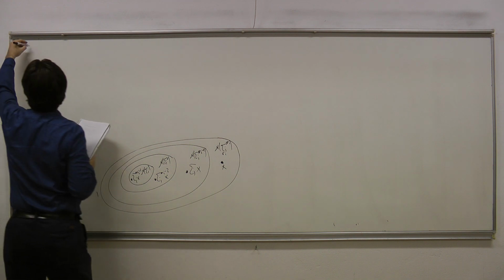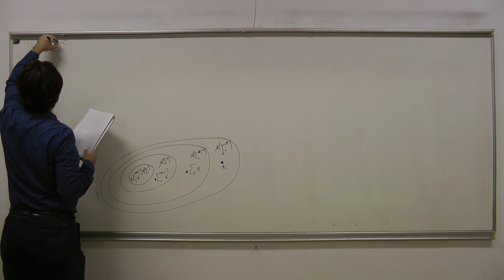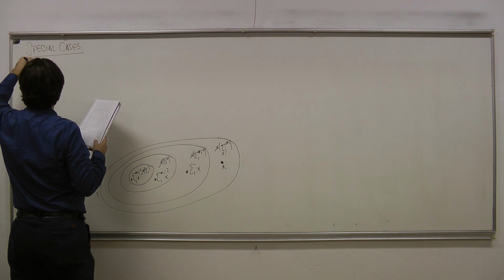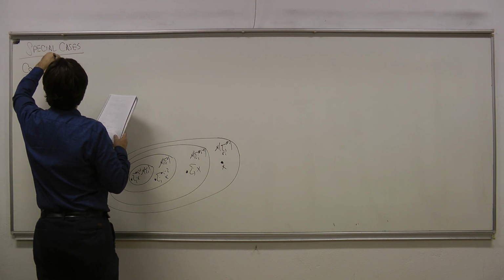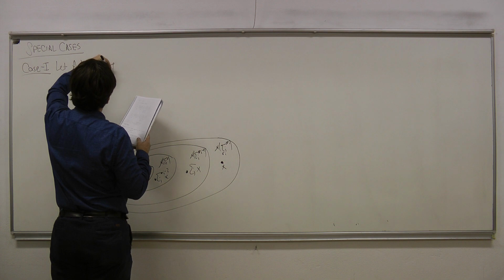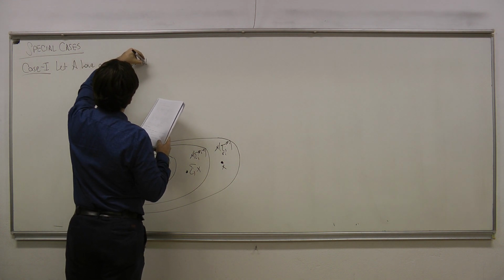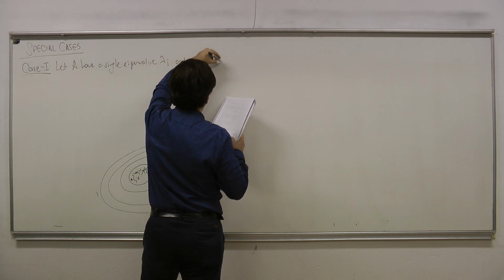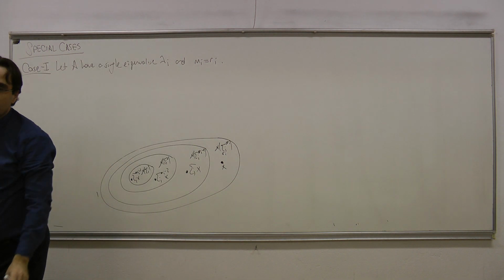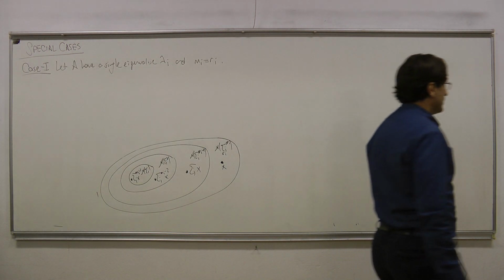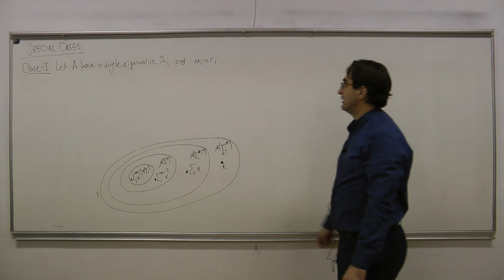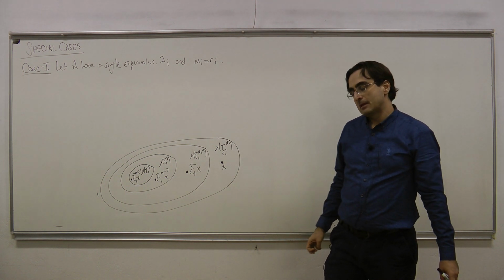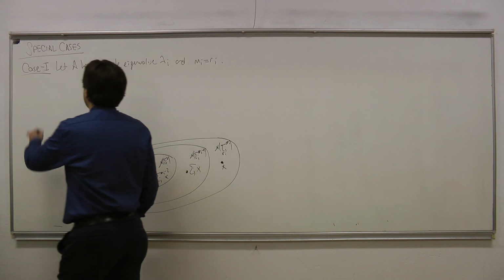Special cases. In this case, we have two special cases, and case one is going to be: let A have a single eigenvalue, lambda i, and mi equals Ri. So this is going to be one of the extreme cases that we can encounter. And I have already talked about what happens when mi is equal to Ri. In this case, let us see what is going to happen.